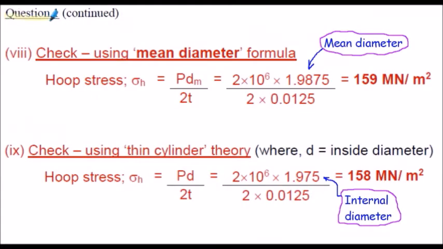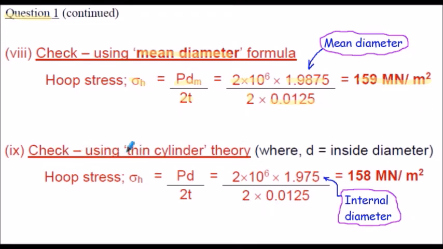This question 1 continues. I'm applying the mean diameter formula here just to show how it works. So we have hoop stress is P multiplied by the mean diameter divided by twice the thickness. So all I'm doing here is putting in the internal pressure, the mean diameter over twice the thickness given in the question, and that worked out to be 159 meganewtons per metre squared, exactly what we calculated from Lamé's equations after solving the simultaneous equations.